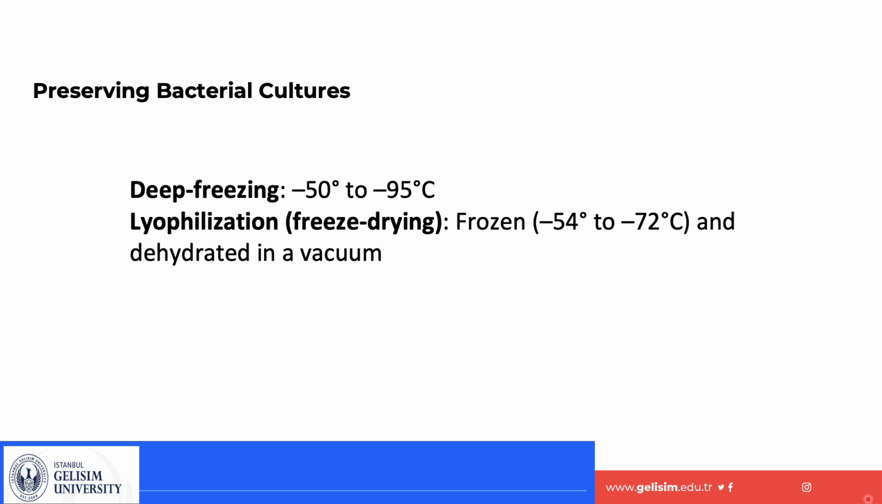Another method is lyophilization. Another term for this is freeze drying, and this involves freezing the bacterial culture at temperatures between -54 to -72 degrees centigrade, and then dehydrating it in a vacuum to remove any remaining water. And what this will do is that it will prevent the growth of microorganisms and ensures that the bacteria culture can be stored for an extended period of time without losing viability. Both these methods are commonly used in microbiology labs for preserving bacterial cultures.